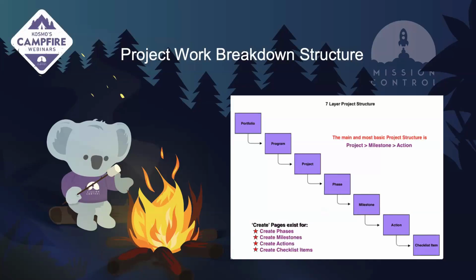Obviously, we'll be looking at the create pages, so we're focusing on the create phases, the create milestones, the create actions, and create checklist items. These four lower object records here, we'll be mass creating on the project itself.